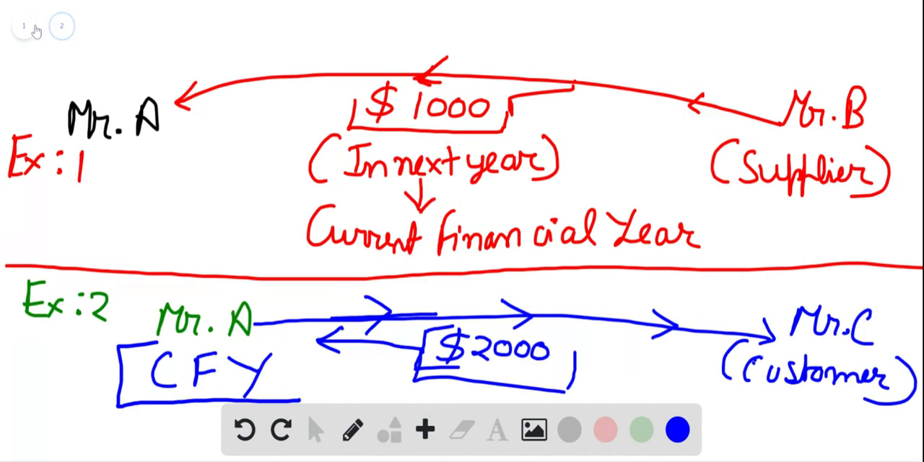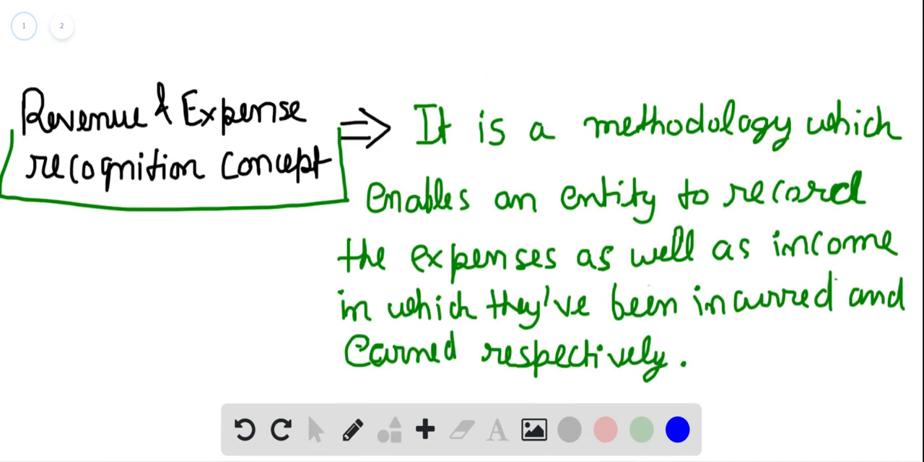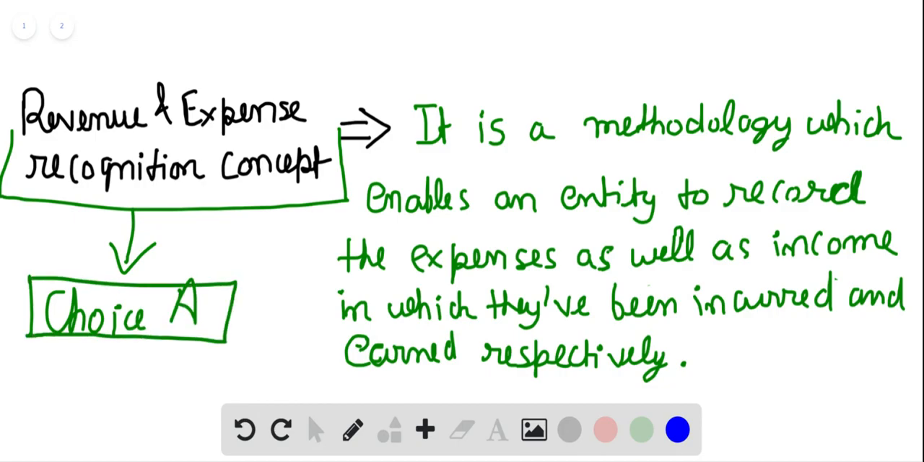However, this concept, revenue recognition and expense recognition concept, matches with our choice A, that is present in the current question. Okay, so that's all for our solution. However, you can write down sheet number 1, sheet number 2 in your notebook, but choice A is correct. Okay, that's all for our solution.